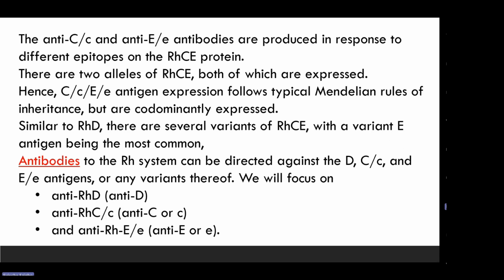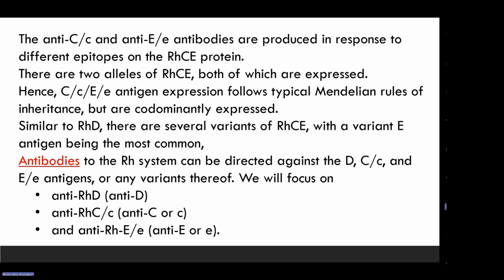The anti-C, small c, big E, and small e antibodies are produced in response to different epitopes on the Rh CE protein. That is the gene. There are two alleles to Rh CE, both of which are expressed. That is the big C and the small c, and the big E and the small e antigens. Their expression follows Mendelian rules of inheritance, and they are codominantly expressed. Similar to Rh D, there are several variants of Rh CE, with a variant E antigen being the most common.